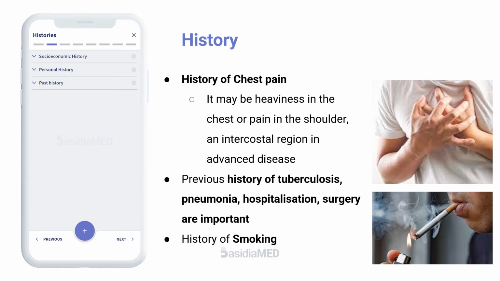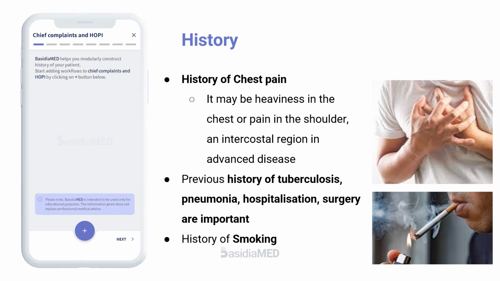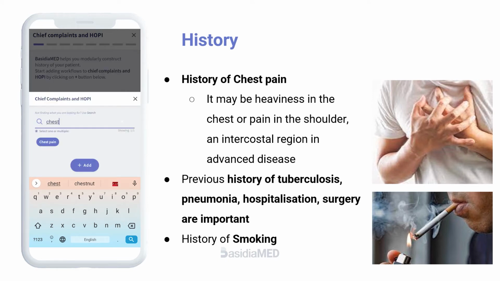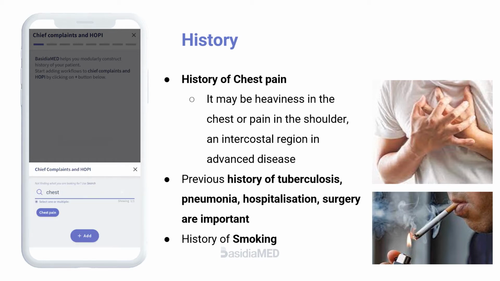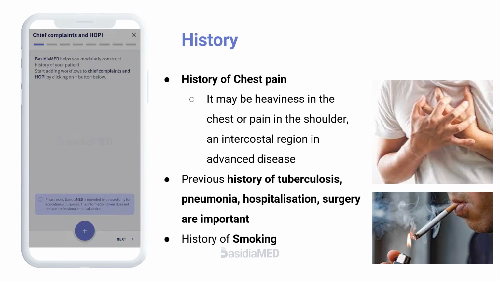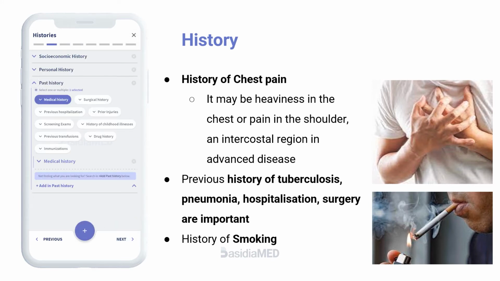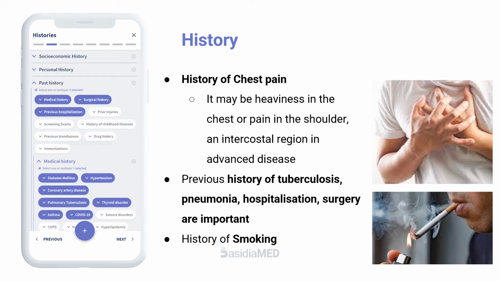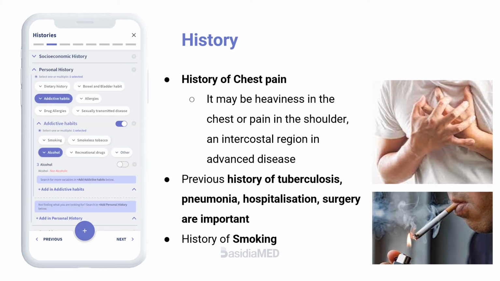History. When you suspect a case of cold abscess, ask the patient for the history of chest pain. It is the commonest symptom in most lung diseases. It may be heaviness in the chest or pain in the shoulder and intercostal region in advanced disease. Previous history of tuberculosis, pneumonia, hospitalization, surgery are important. Note if the patient has a history of smoking.